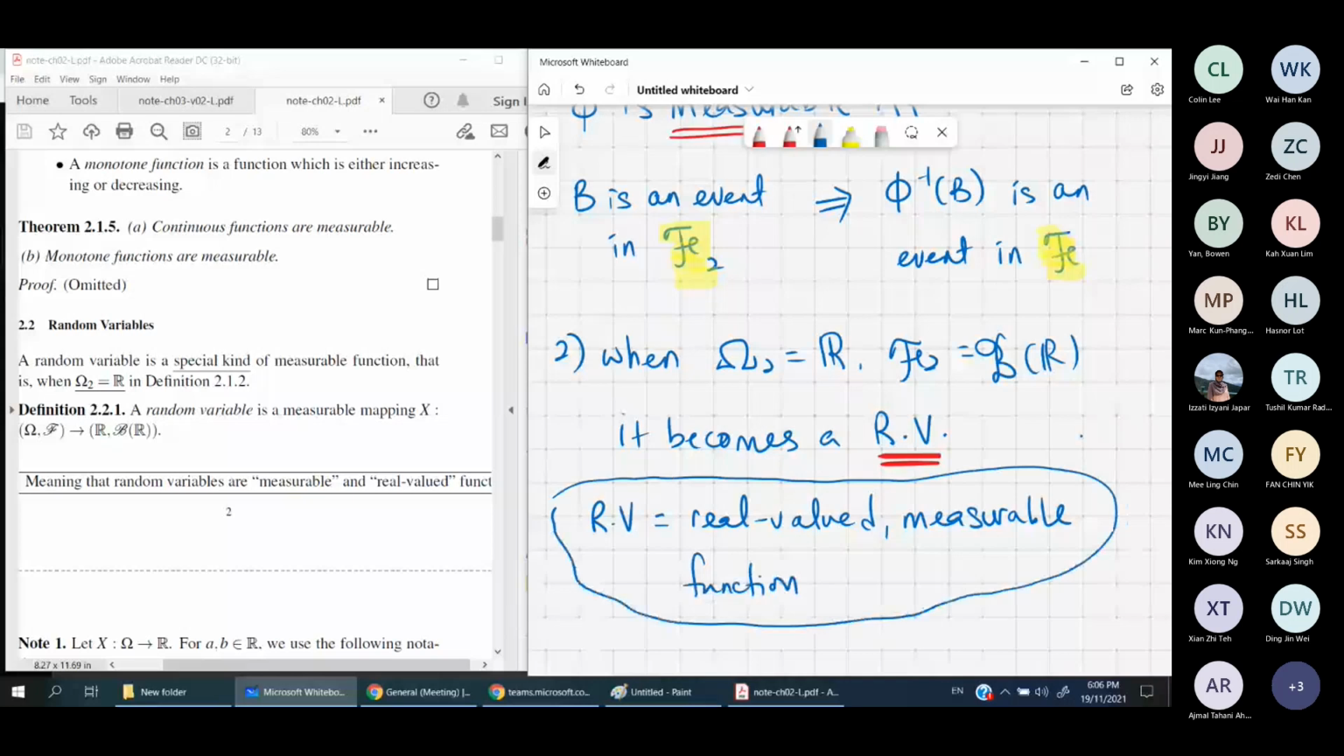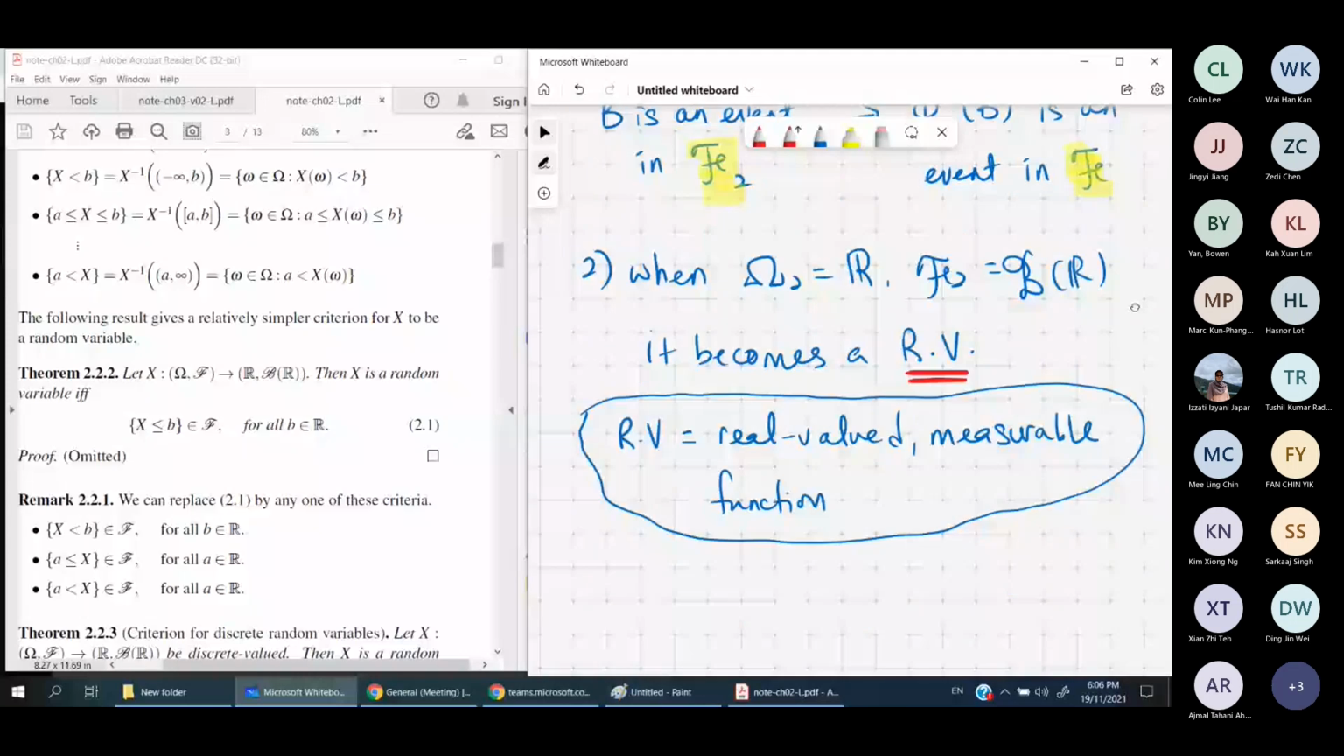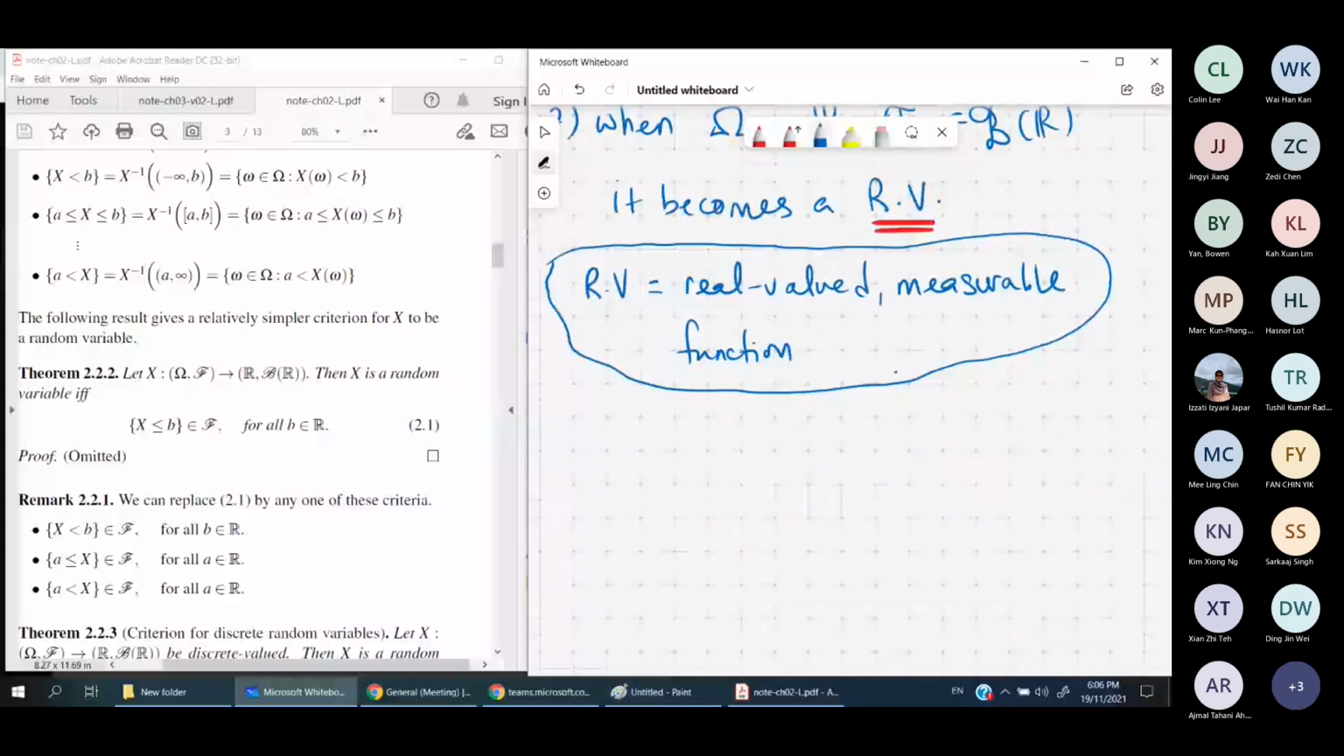However, we do have a much easier way to verify whether a given function is a random variable or not, which is this theorem that is more useful. So I'm going to combine all this together. Number three, I'm combining theorem 2.2.2 together with this remark.